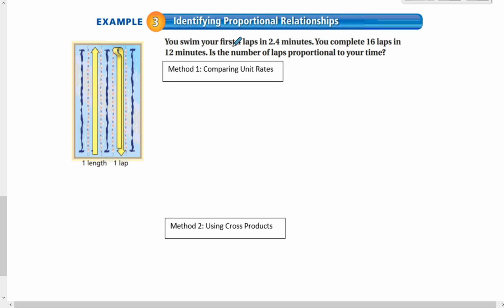So you swim your first 4 laps in 2.4 minutes. You complete 16 laps in 12 minutes. Is the number of laps proportional to your time?